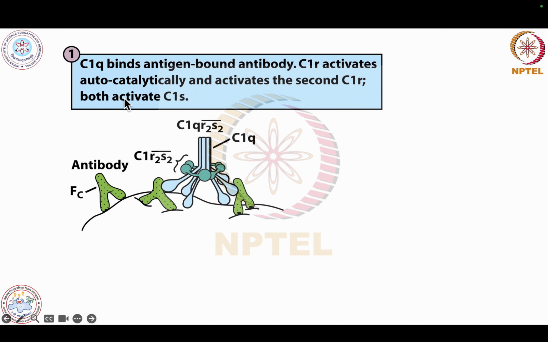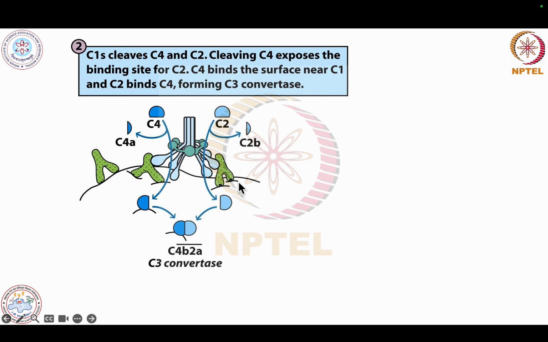C1r activates autocatalytically and activates the second C1r. Both activate C1s. C1s cleaves C4 and C2, into C4a and C4b, and C2b and C2a. C4b binds the surface near C1 and C2a binds C4b, forming C3 convertase. This is C3 convertase, which is also called C4b2a, or in short C4b2a.